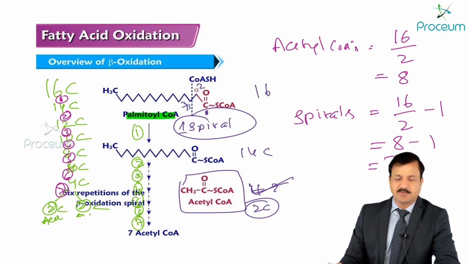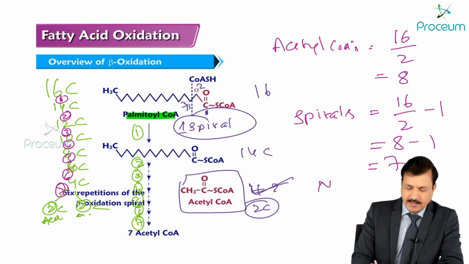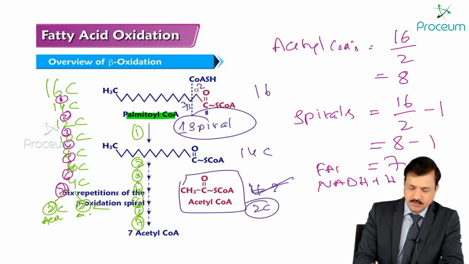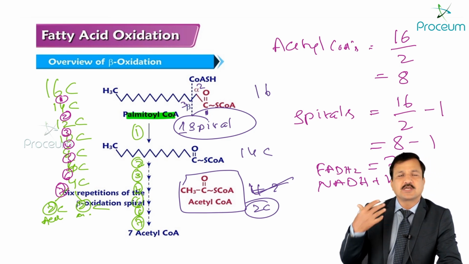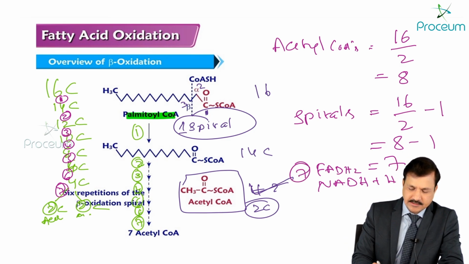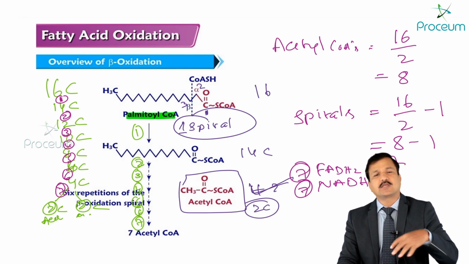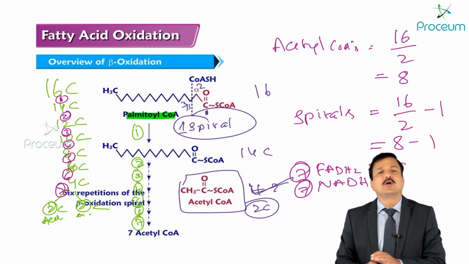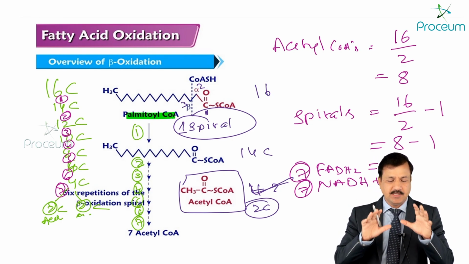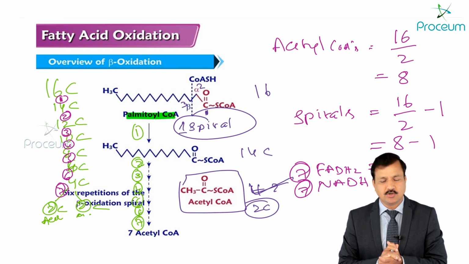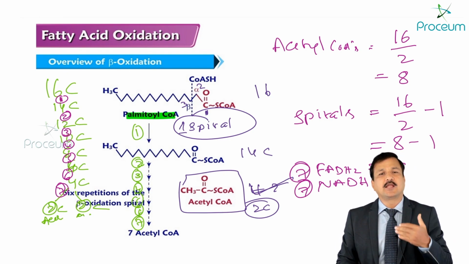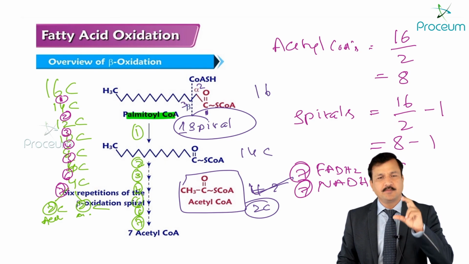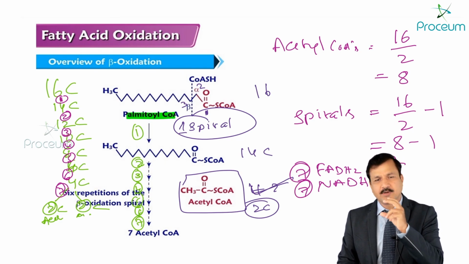Why do we need to know the spirals here? In each beta oxidation spiral, we are going to get 1 NADH plus H plus and 1 FADH2. So that means in 7 spirals, we are going to get 7 NADH and 7 FADH2. So we can get the NADH and FADH2 numbers if we know the number of spirals. This is an important thing that you need to know so that you can calculate the net number of ATPs coming from oxidation of an even number carbon fatty acid.